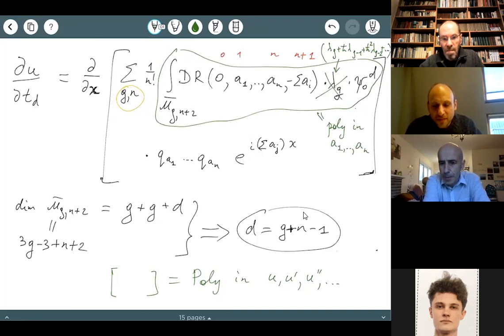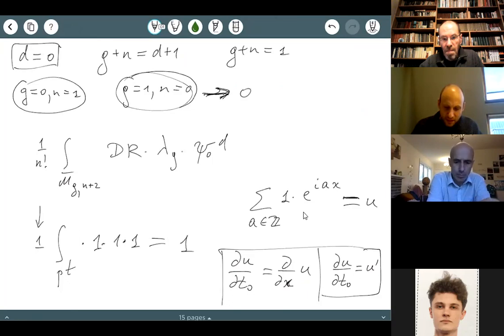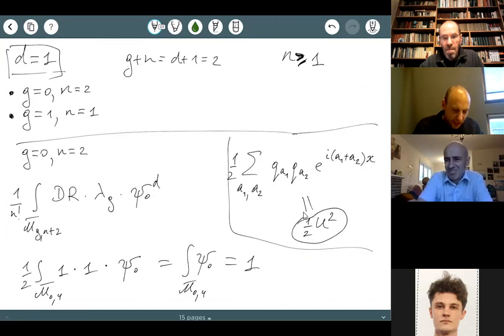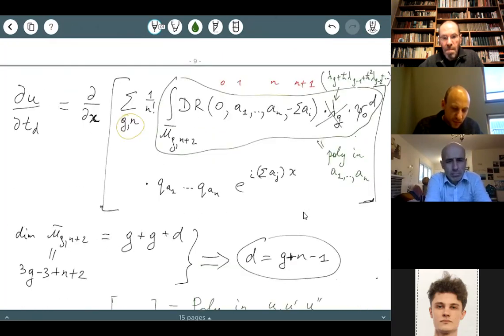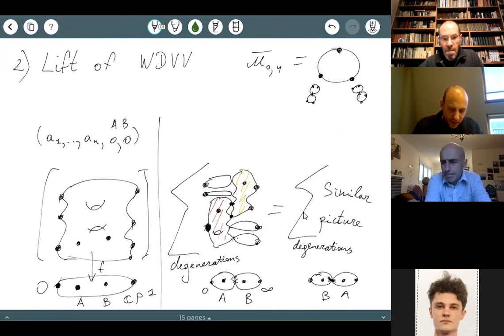I have a question. Yes. On that picture, we had unstable rational components. Is it okay? On which picture? Double ramification cycle. Curve over CP1. Yes. So yeah, on this picture, right? Yes. Okay.